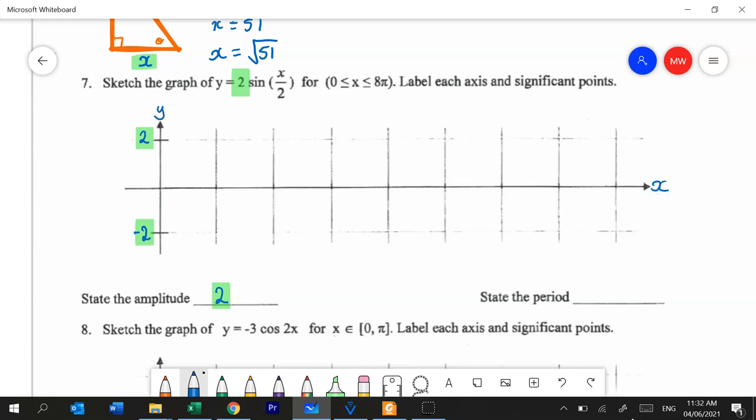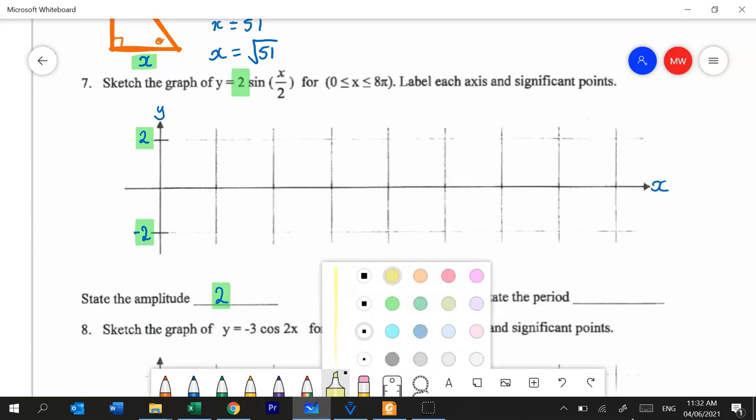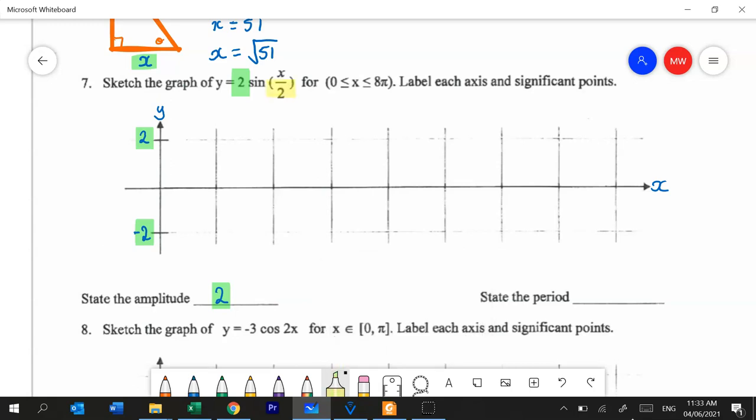The next piece of information that is useful to me is this number here. It says divide by 2, and that's going to affect the period, and it's also going to affect the 4 key events that are going to happen on this sine wave. So first of all, if it was a normal period, it would travel through 2 pi.